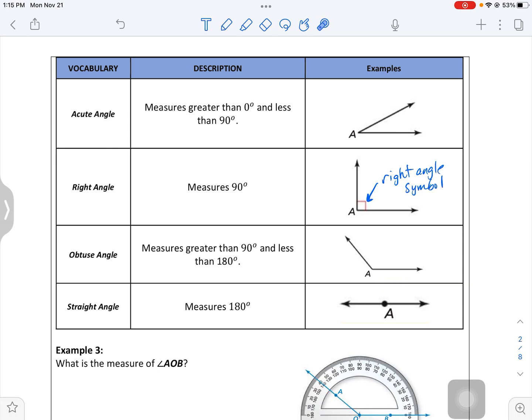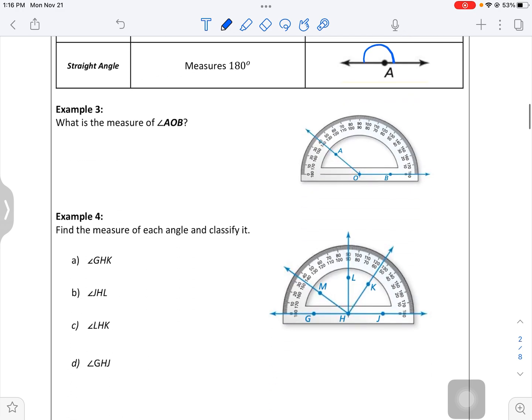Obtuse angles are angles that measure greater than 90 and less than 180. So obtuse, they're bigger than 90. A straight angle measures 180 degrees. So anything that's a straight line will always measure 180 degrees because 180 degrees is a half circle. So if you can form that half circle, now you've got a straight angle.